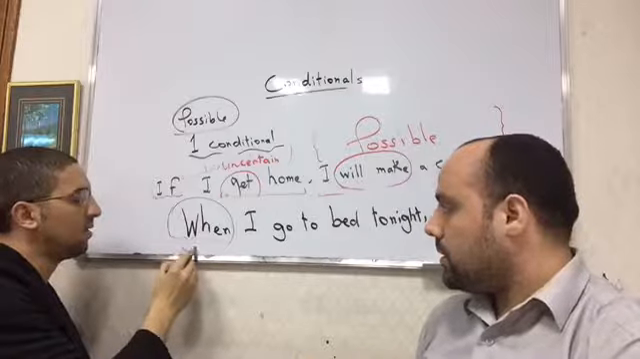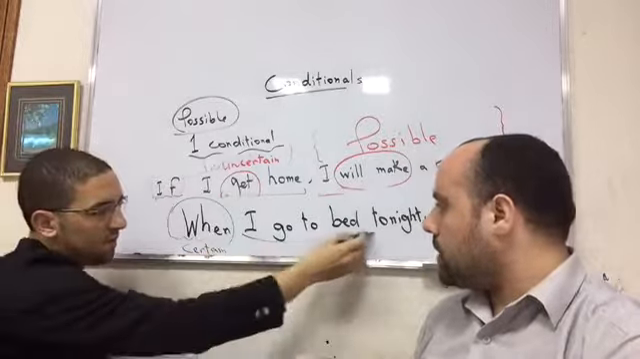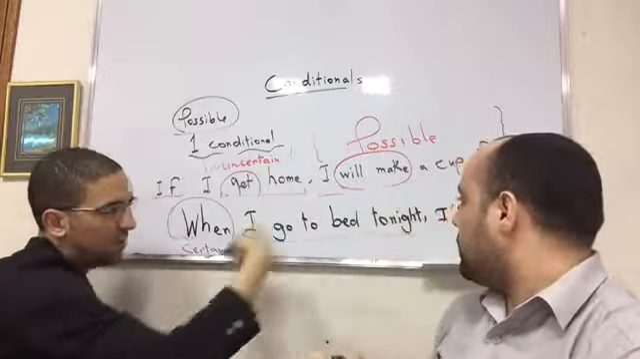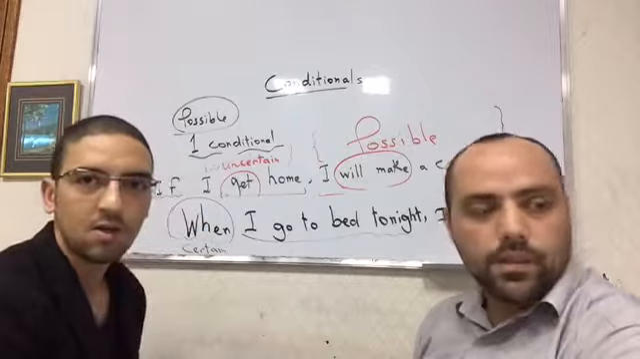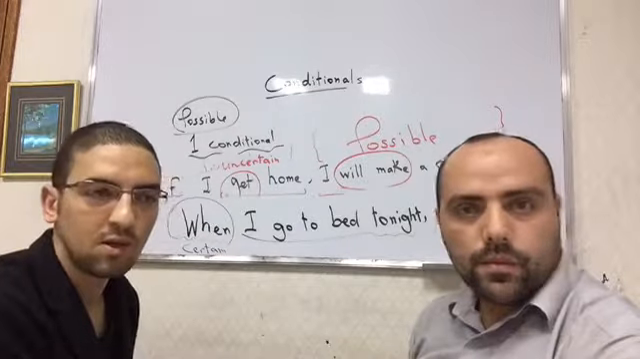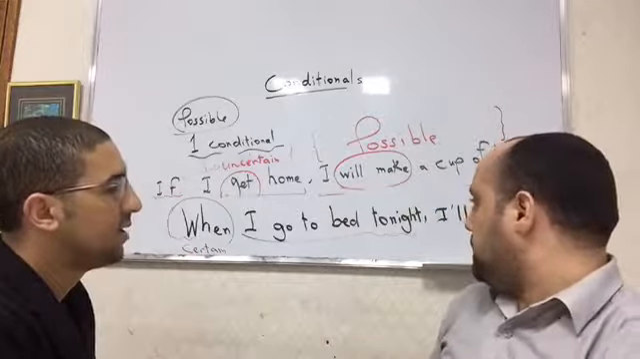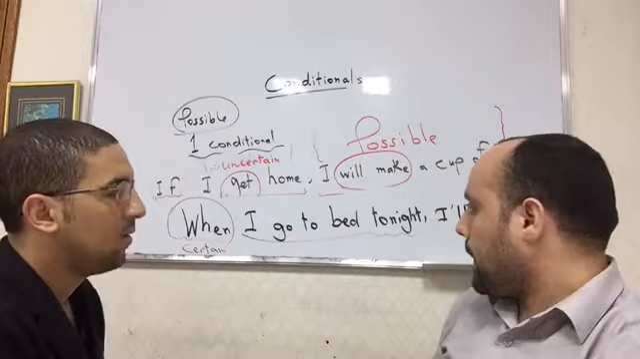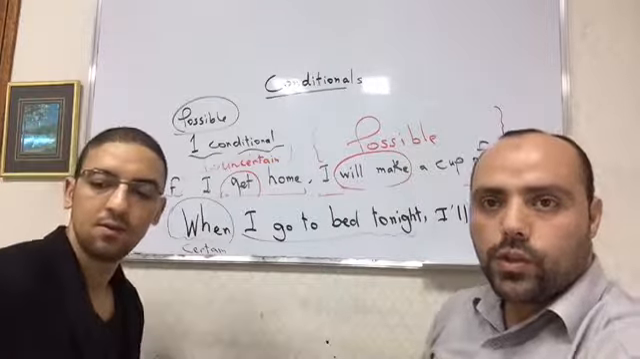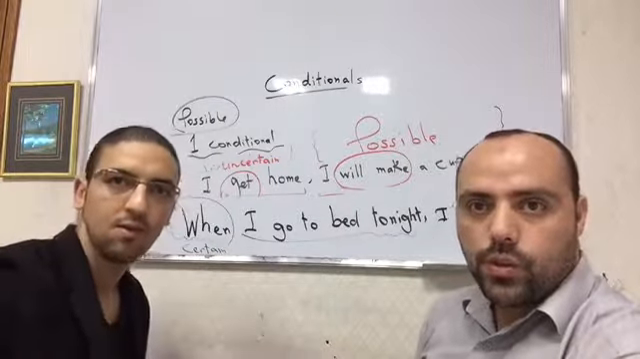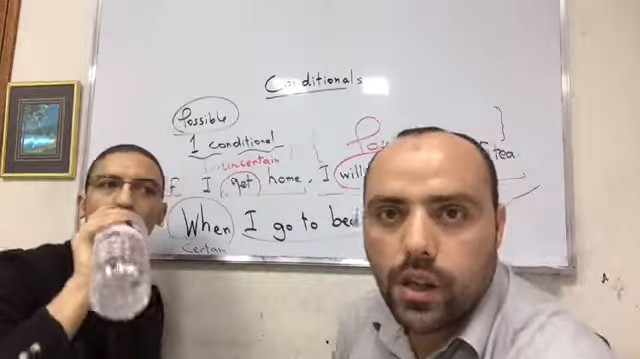This means that here we are certain about the action. And of course the result is bound to the condition. So now, give us examples starting with when I go to bed tonight. What will you do when you go to bed tonight?